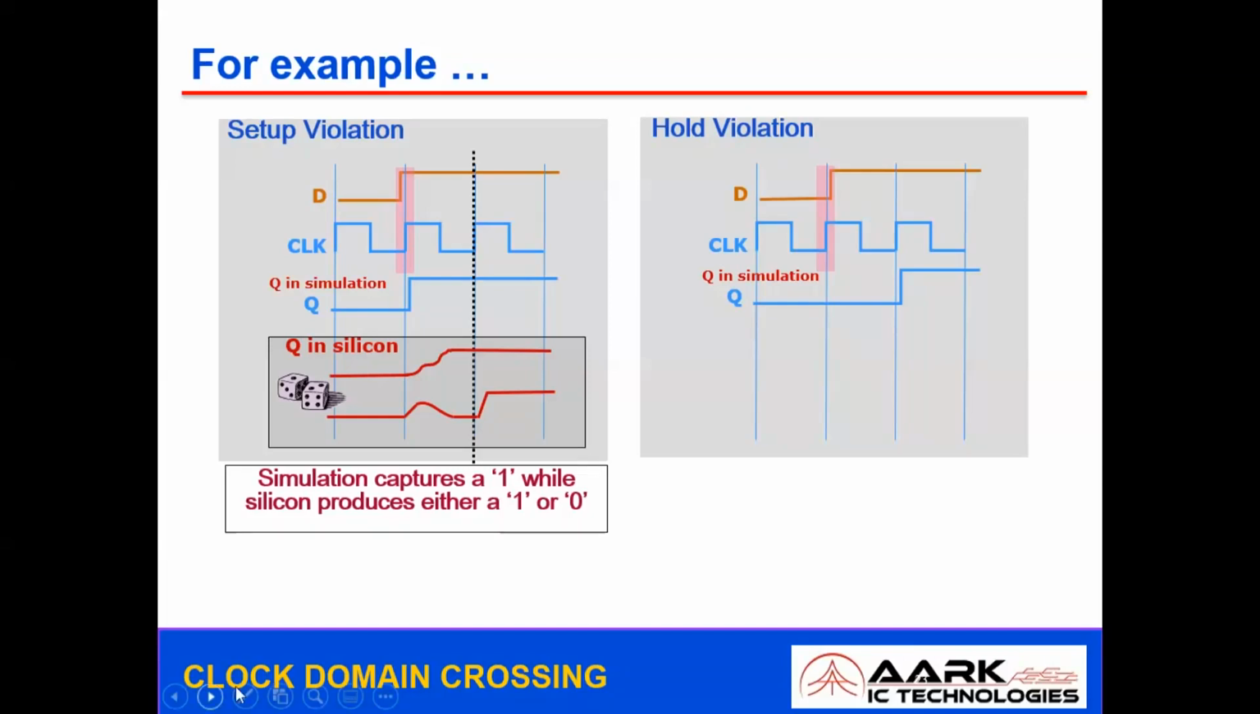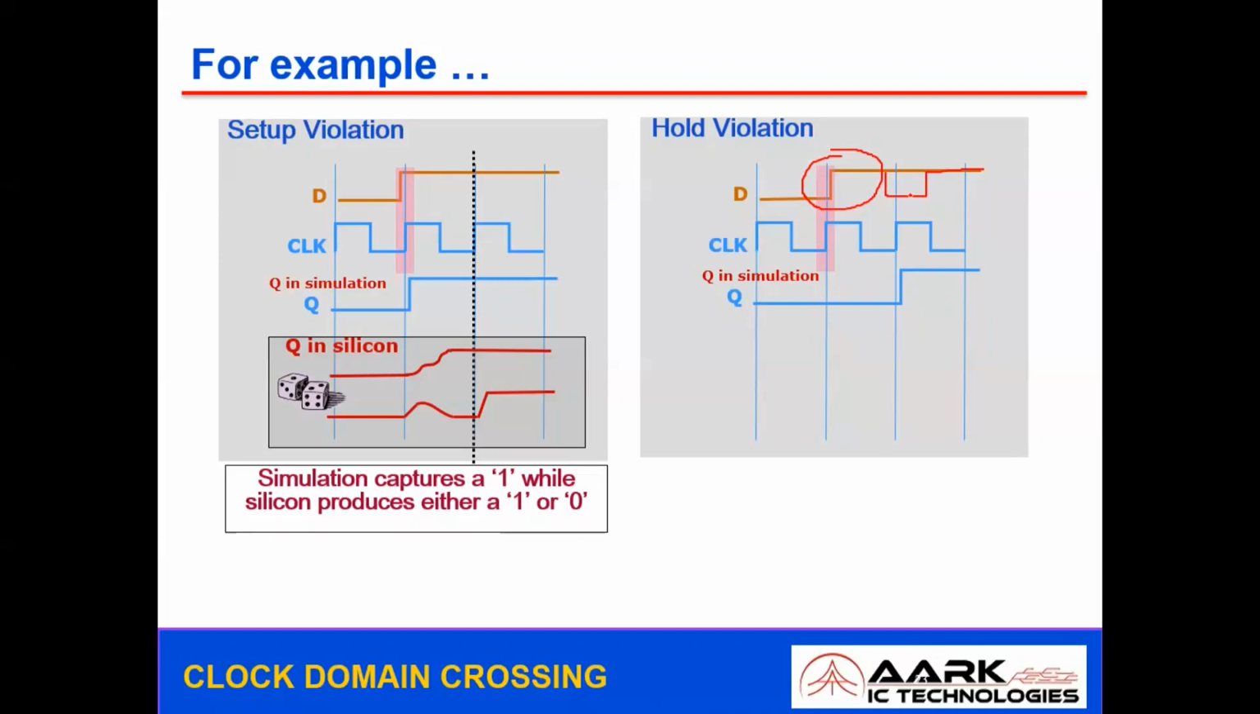So let's say, for example, in the same scenario, if your data is changed here, then whatever data you have here is lost. So why have we lost this data? We have lost it because there is a violation in the setup and hold window. Because of this, we have lost the data. Here, since the data is holding the same value even for the next clock edge, we are able to capture the data.